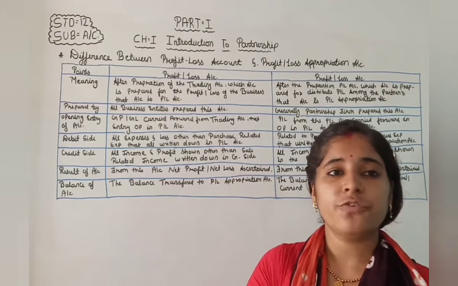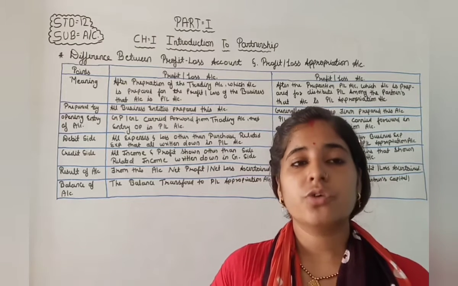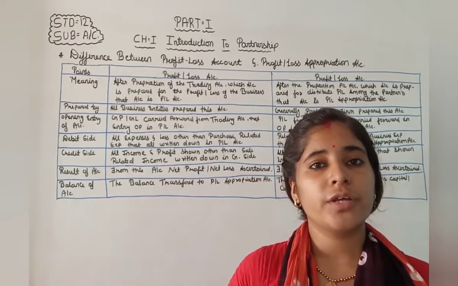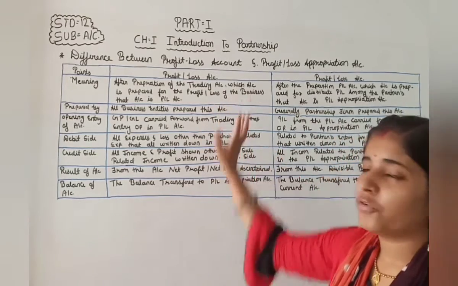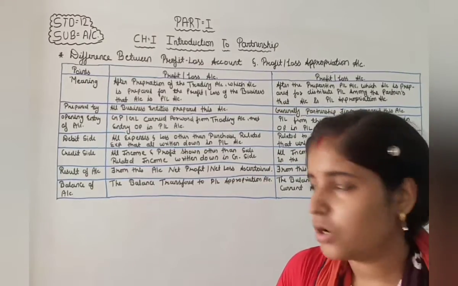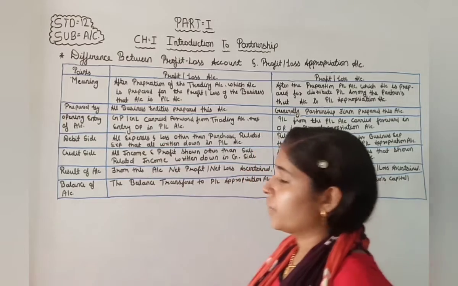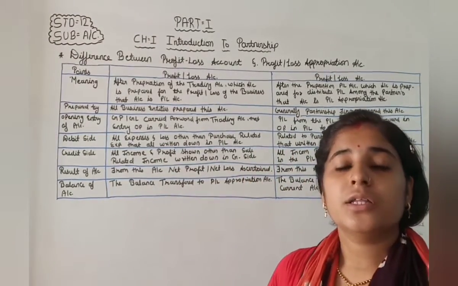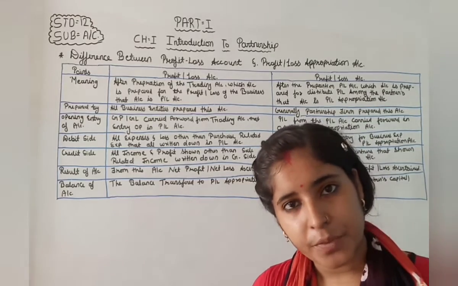In the partnership firm we distribute profit and loss. So we prepare the profit and loss appropriation account after preparation of the profit and loss account. Now the second point is prepared by: who prepares the profit and loss account and the profit and loss appropriation account?